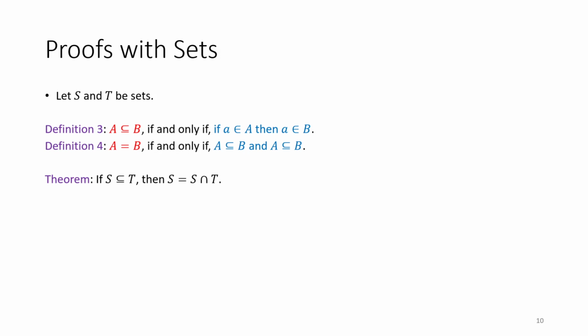So here is my proof related to sets. Just to give us something to talk about, I'm going to start with two sets here, S and T. And then maybe I'll just jump down here to the theorem, because this is what I actually want to prove. I want to prove that if S is a subset of T, then S is equal to S intersect with T. So if I want to prove this mathematically, it means there's a lot of things I need to bring to bear for this proof.